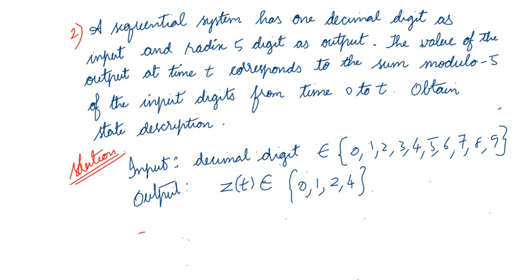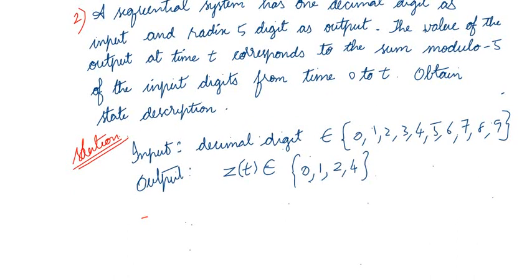Okay, and what is the function? Look at this. What they are saying is the value of the output, that is Z, corresponds to the sum modulo 5 of the input digits from 0 to t. This statement you have to understand, right? So output Z of t is equal to the summation of the input. I have not been given a variable name, so input is x of t, and I am using a temporary variable i, ranging from 0 to t.